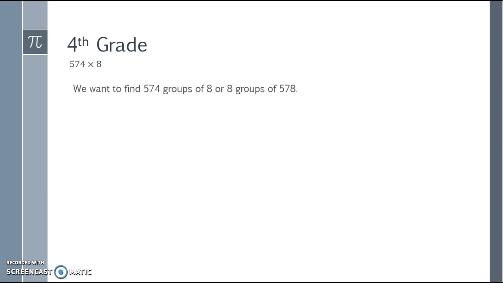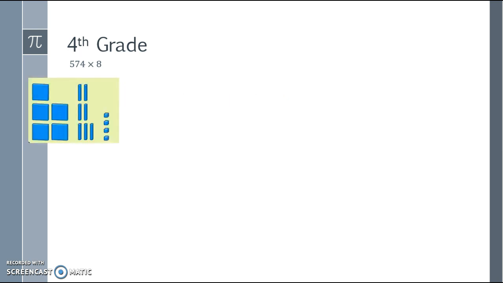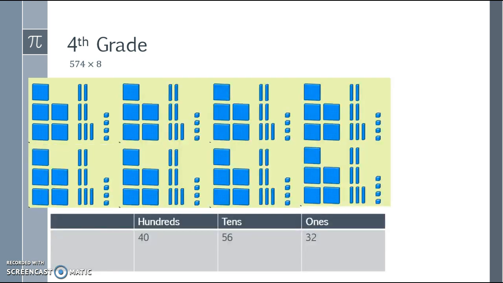We like to think of this as finding 574 groups of 8 or 8 groups of 574. So what I did with my base 10 pieces was I made 574 and I want 8 groups of that. So here are 8 groups of them. When I count them all together, I have 40 hundreds, 56 tens, and 32 ones.